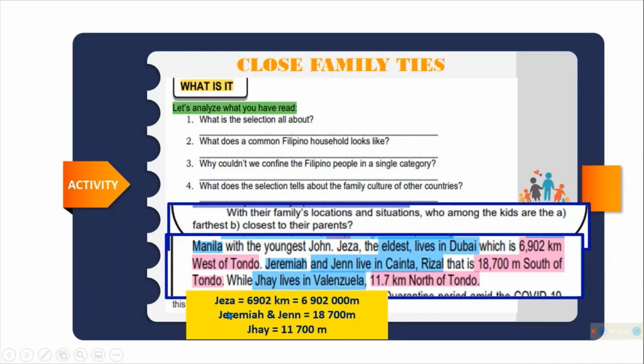So kung convert mo yung kilometer into meter, si Jessa na nasa Dubai, 6,902,000. Jeremiah at si Jen na nasa Cainta, that is 18,700 meters away from Tondo, Manila. And then si Jay na nasa Valenzuela, 11,700 meters away. So ang tanong, sino ang mas malayo at sino ang mas malapit sa Tondo o sa family. So the answer is, farthest si Jessa yung nasa Dubai. And then yung closest na nasa Valenzuela yung Jay.